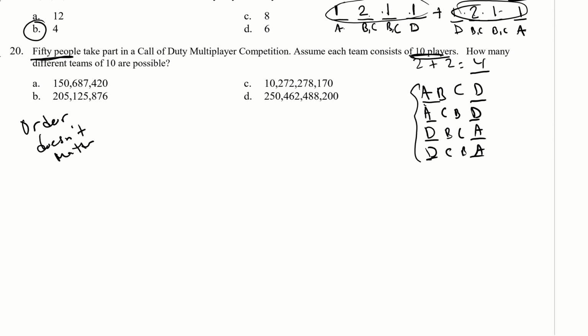So in that case, order doesn't matter, so use a combination. So we got 50 people, choose 10. And that's it, guys, 50 choose 10, and you get your answer. So the answer, if you put this on the calculator, we get C. There's 10,272,278,170 ways to form those teams.